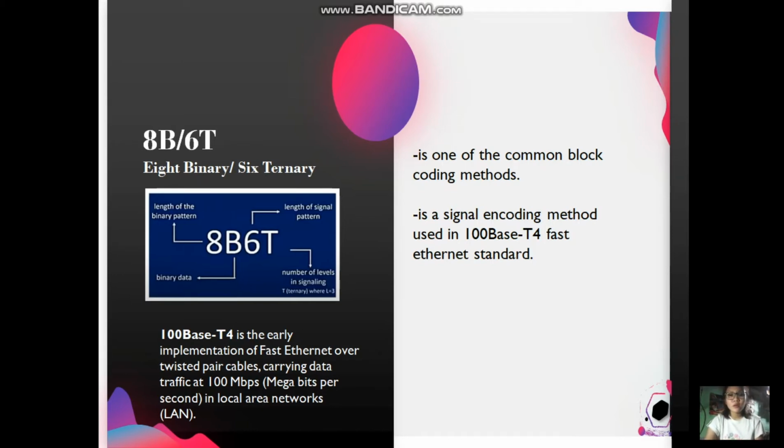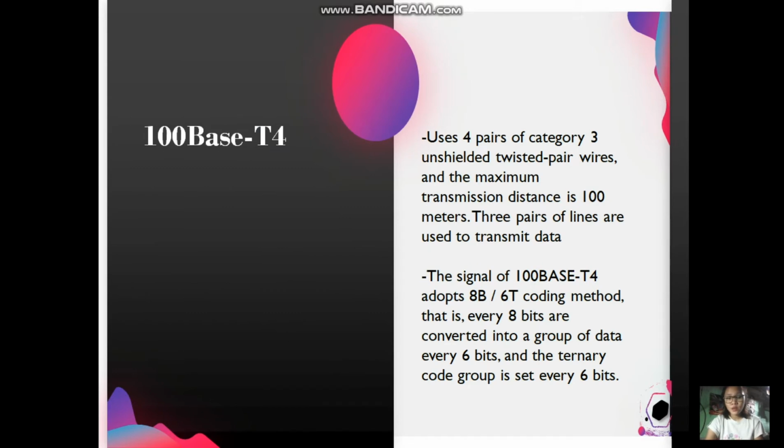8B6T is one of the most common block coding methods. It is also a signal encoding method used in the 100BASE-T4 fast Ethernet standard. To give a little definition, 100BASE-T4 is the early implementation of fast Ethernet over twisted pair cables, carrying data traffic at 100 Mbps in local area networks. 100BASE-T4 uses 4 pairs of category 3 unshielded twisted pair wires, and the maximum transmission distance is 100 meters. 3 pairs of lines are used to transmit data.